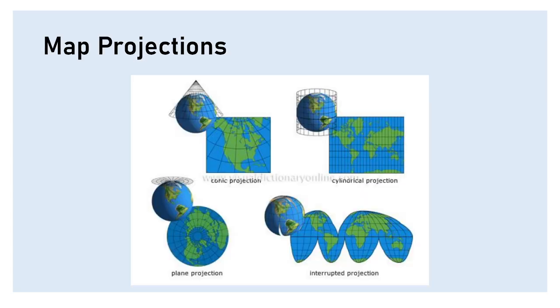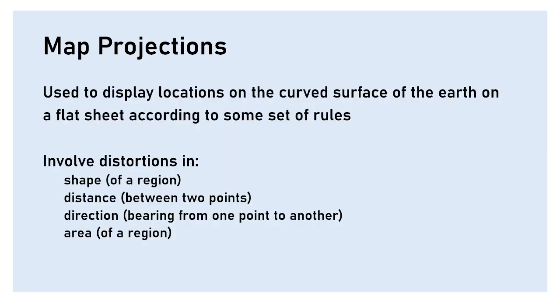As I was saying, there are different kinds of map projections. We have the conic projection, the cylindrical projection, the plane projection, and then the interrupted projection. This is just an image representation, but I think we will understand it better when we discuss it in detail.